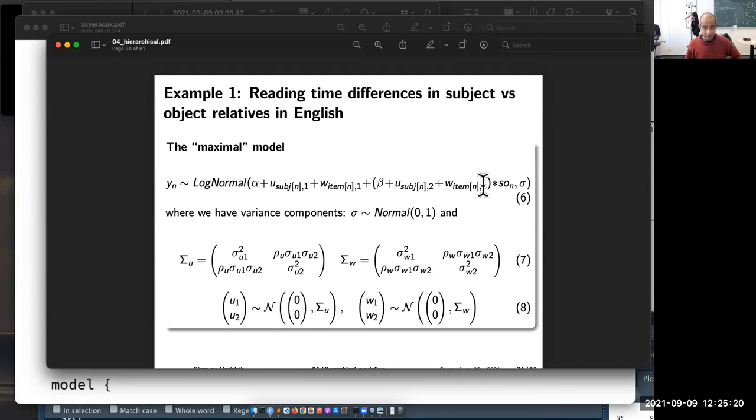So these are in the Bayesian framework. All these adjustments, each of them is actually a parameter. It has the same status as alpha and beta.